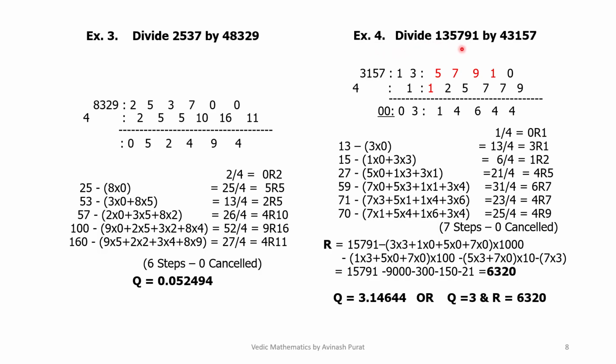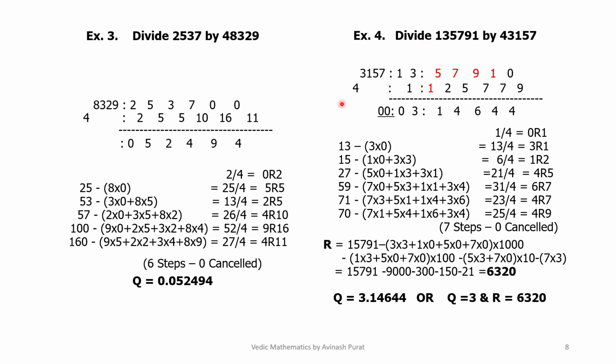Next is example 4: divide 135791 by 43157. Now 4 is the first divisor, and 3157 are the four remaining divisors, taken as Dhvajank. Now there are 4 digits in Dhvajank, so 5791 are taken after the decimal point.